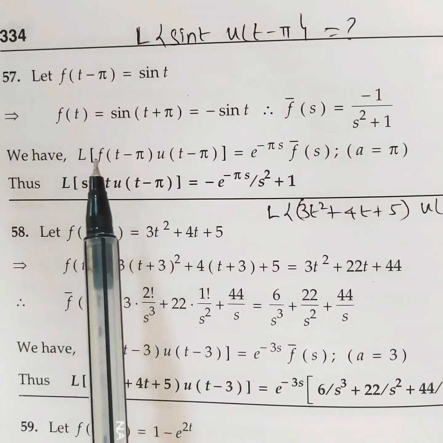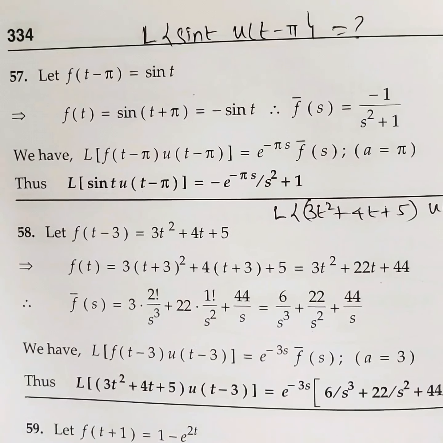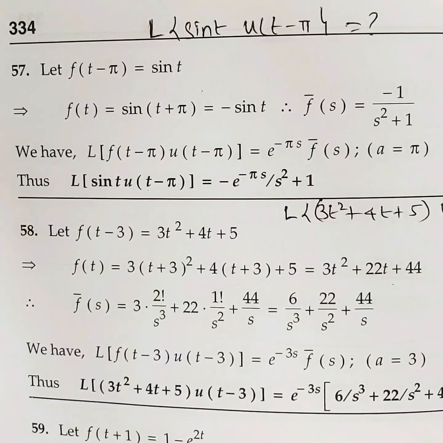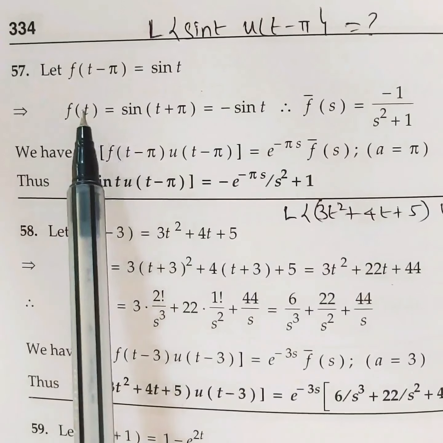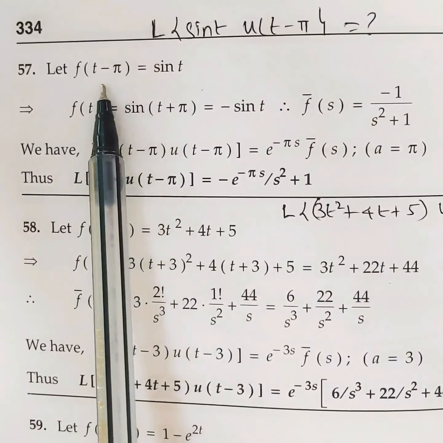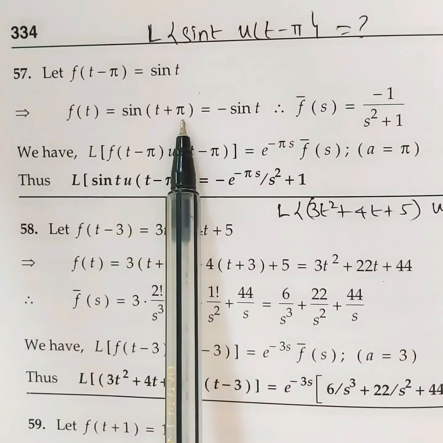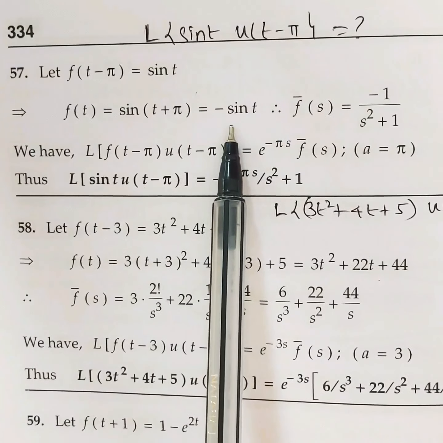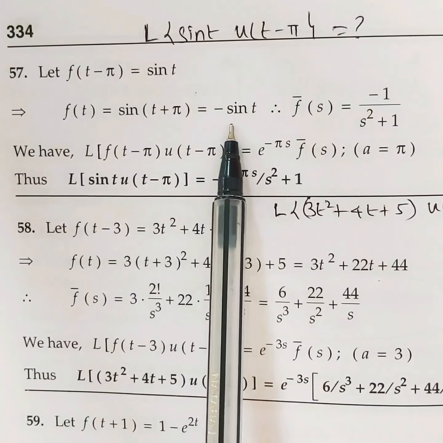So, now we are going to find Laplace of f of t. For that we should know f of t, right? And f of t is nothing but, we are shifting it. So, f of t minus pi is this, means f of t is sine of t plus pi. That's it. So, sine of 180 plus theta is minus sine theta. So, we have written minus sine t.